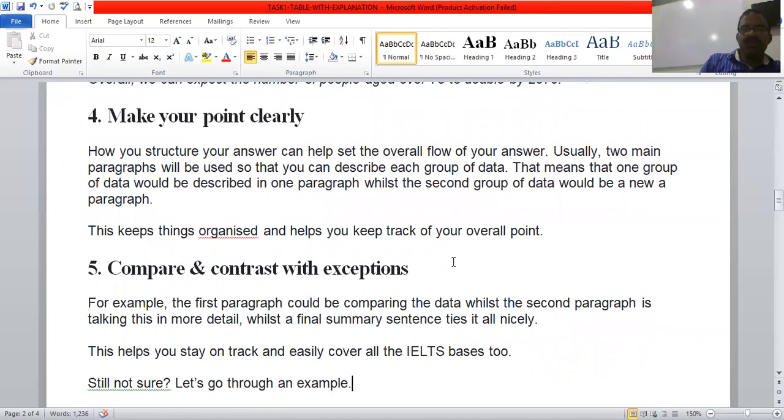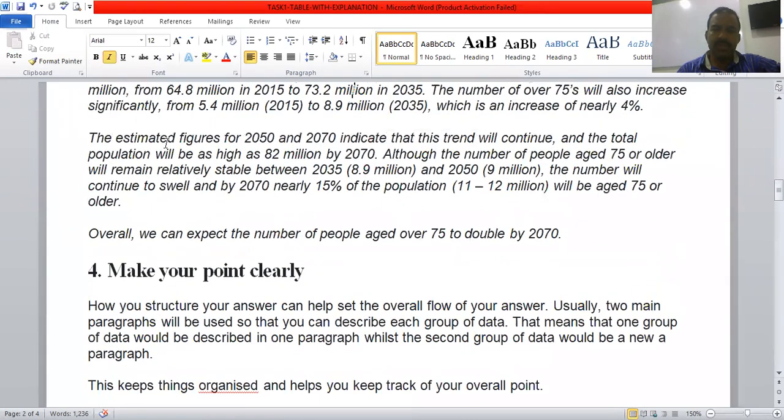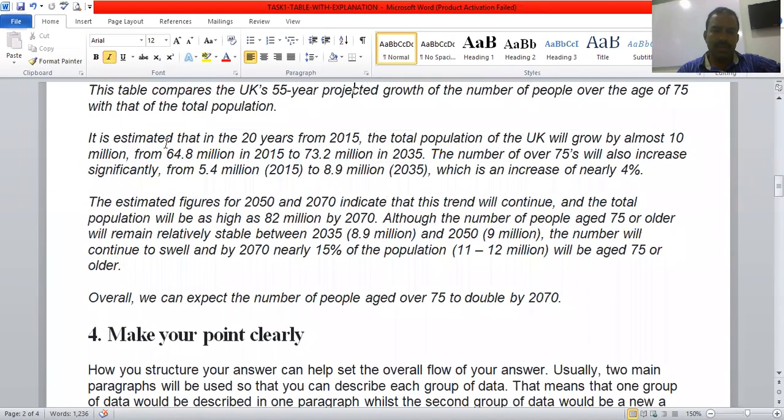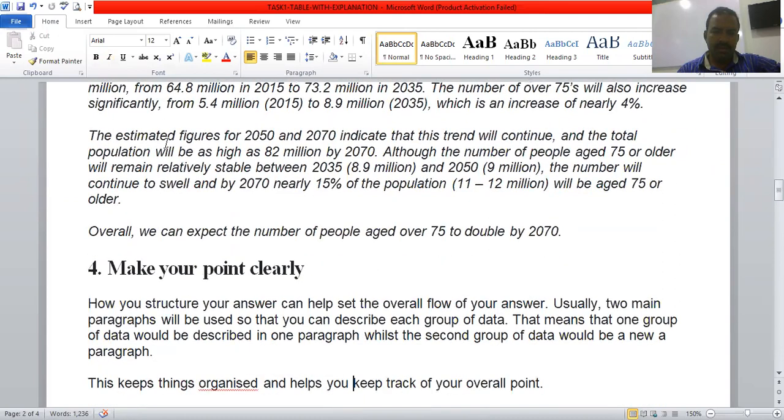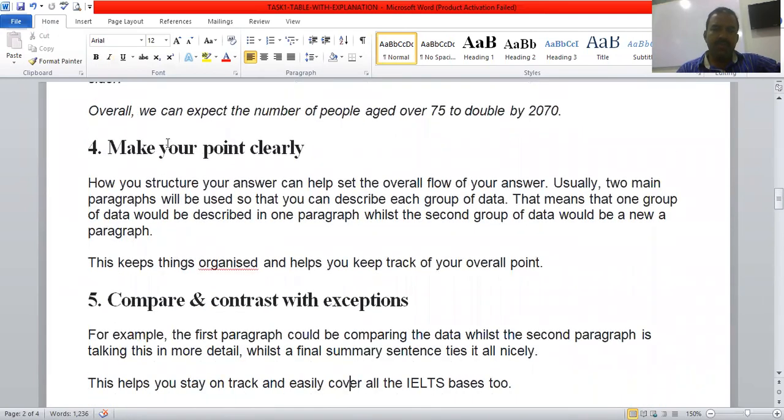Make your point: how you structure an answer. Here we will understand how we structure it. Okay, so the first thing is how to structure the answer. The first thing is, make your points clearly.